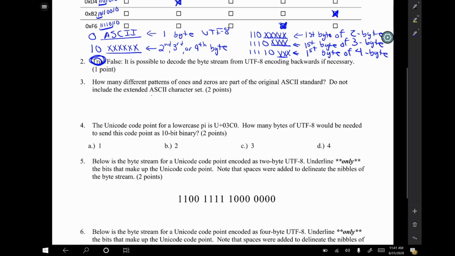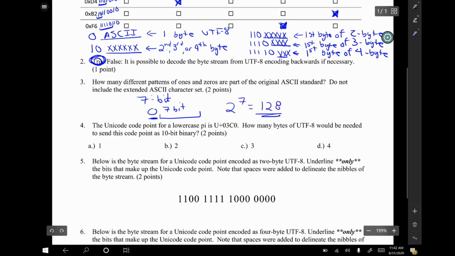Next thing, problem number 3. How many different patterns of 1s and 0s are part of the original ASCII standard? Well, the original ASCII standard was 7-bit. They all started with a 0, and then you had a 7-bit payload, right? Well, how many patterns of 1s and 0s can you have with 7 bits? Well, that's 2 to the 7th, or 128 patterns.